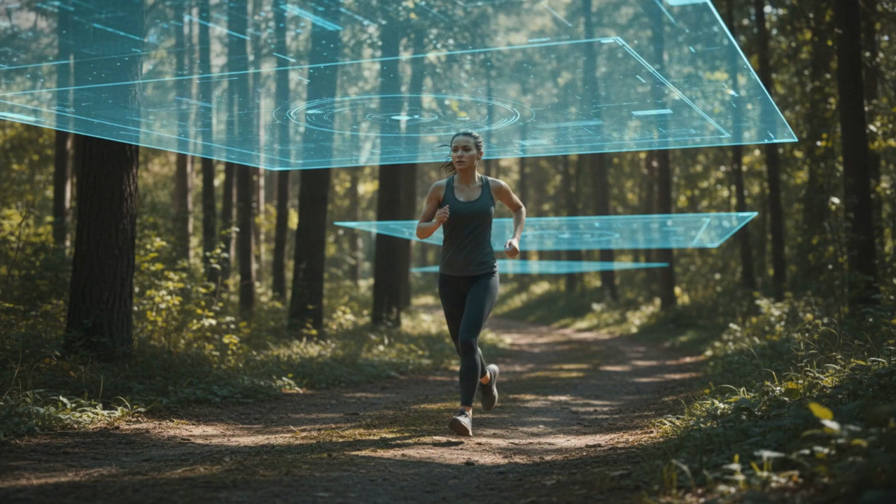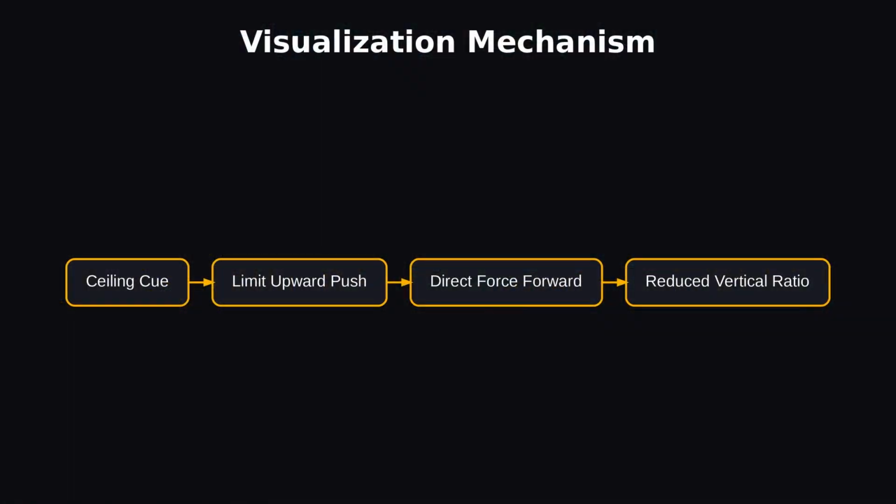To optimize this naturally, use the ceiling visualization. Imagine a ceiling just 1 inch above your head. Try to run tall without hitting that ceiling. This cue encourages forward hip drive rather than upward push. It helps convert vertical force into horizontal velocity without forcing you to change your natural foot strike.